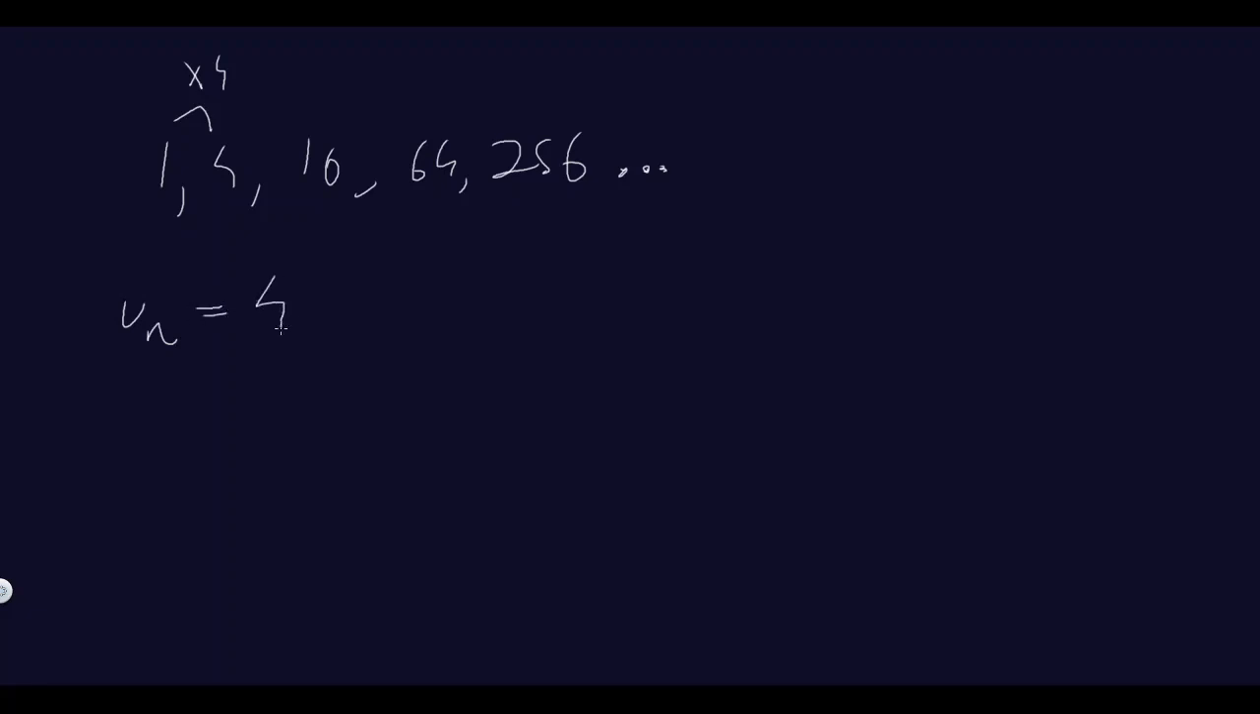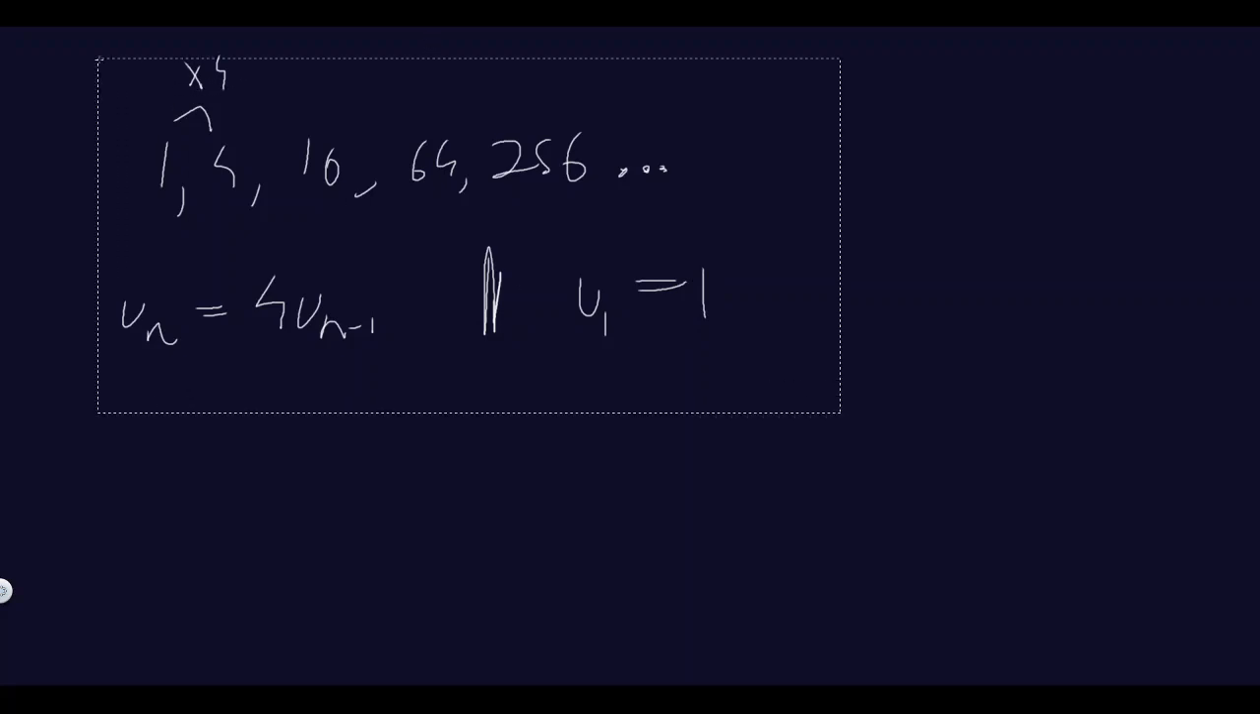So you literally just have to write that down. u_n equals 4 times u_(n-1), where u_1 equals 1. And that is it. It's that simple. Let's move on to another example.